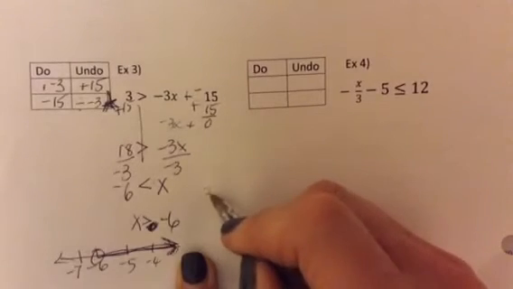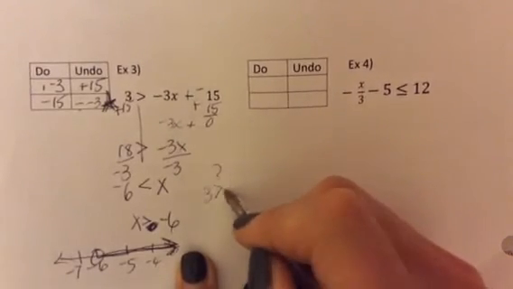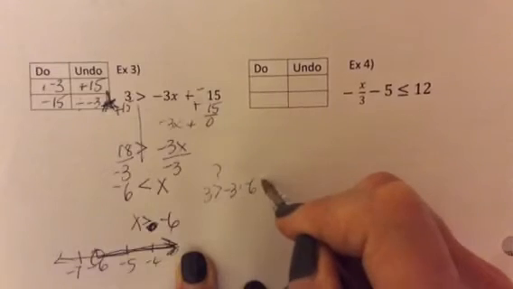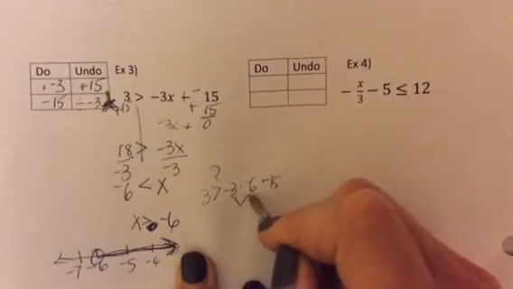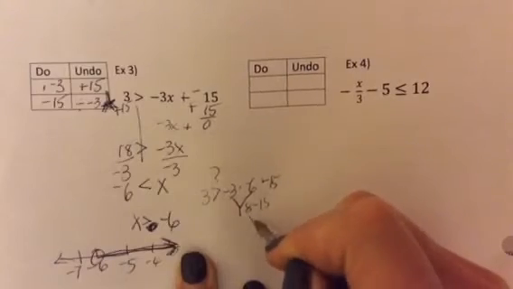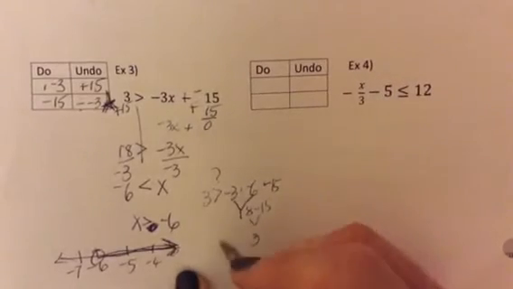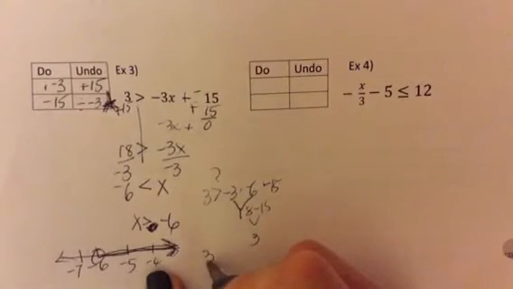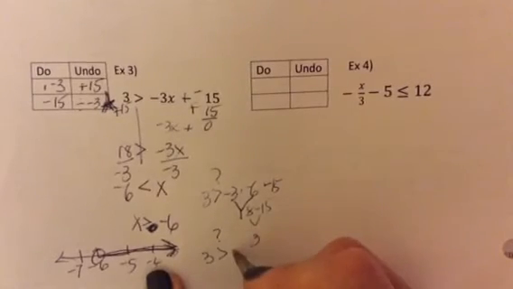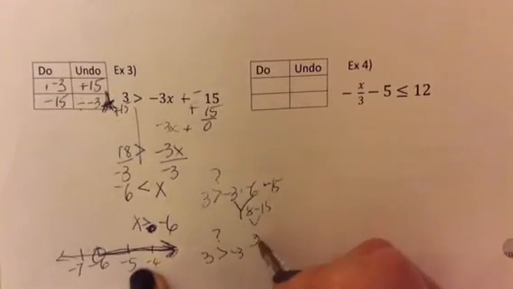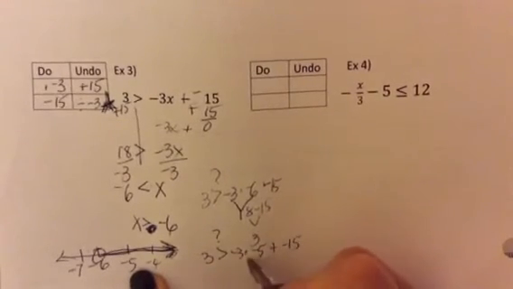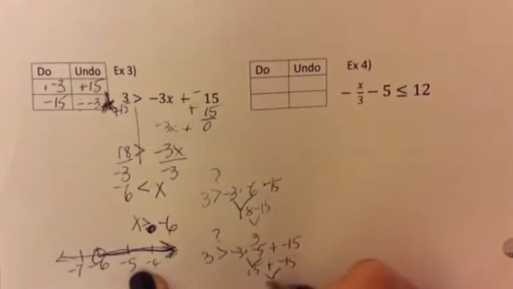So if I do 3, is that greater than -3 times -6 minus 15? That's going to be 18 minus 15, which is 3. So that is the border. Okay, it's not true, but it is the border. And then is 3 greater than or equal to -3 times, how about we use -5, minus 15? So that's going to be 15 minus 15, which is 0. And 0 is less than 3, so that checks.